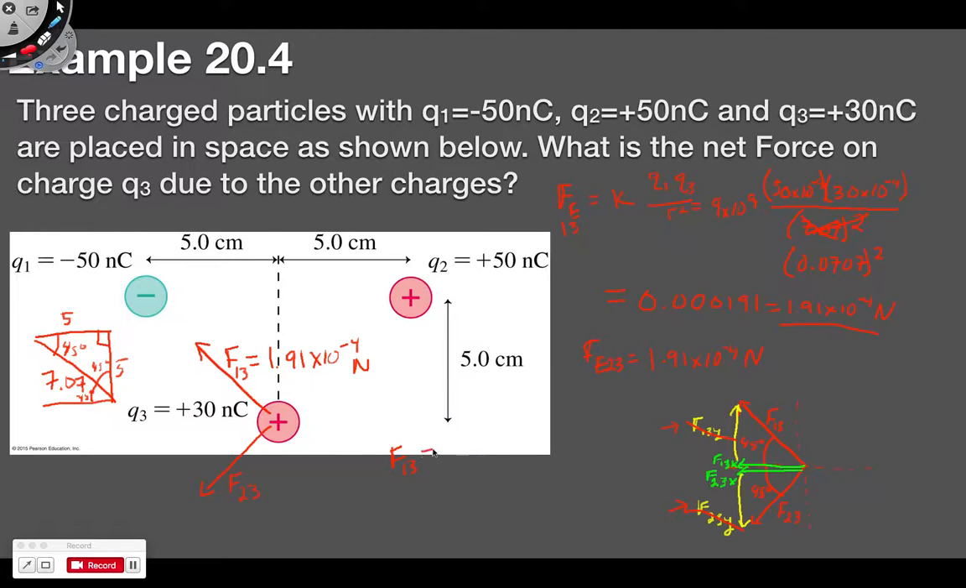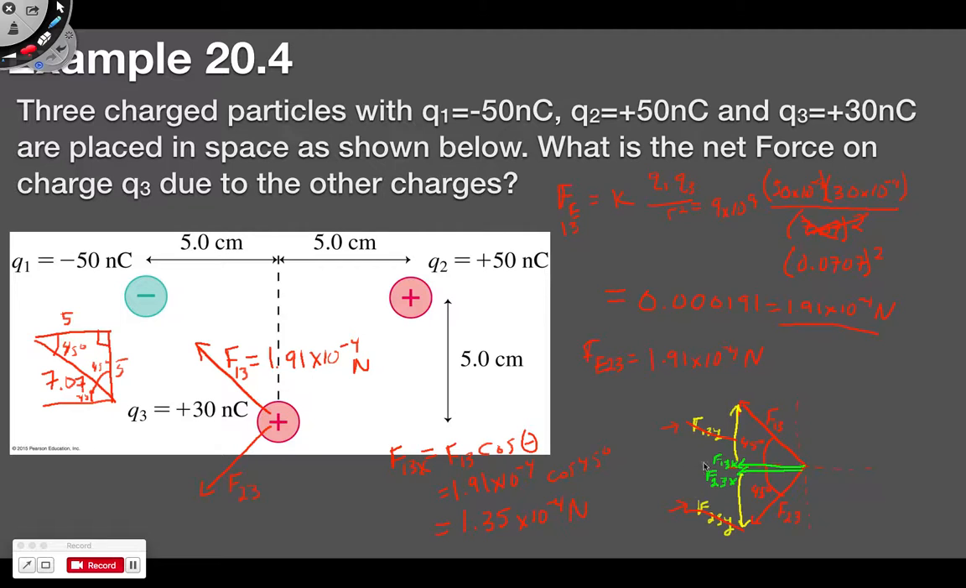F13x is equal to F13, this force right here, times cosine of the angle, which is 1.91 times 10 to the negative 4th newtons times cosine 45 degrees. Make sure I'm in degree mode. 1.91, actually I'll just use my answer, times cosine 45 degrees in degree mode, and I get 1.35 times 10 to the negative 4th. Again, that is what this x is right there.